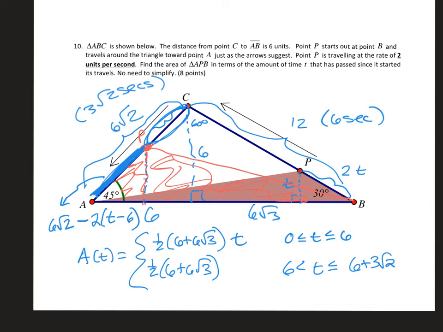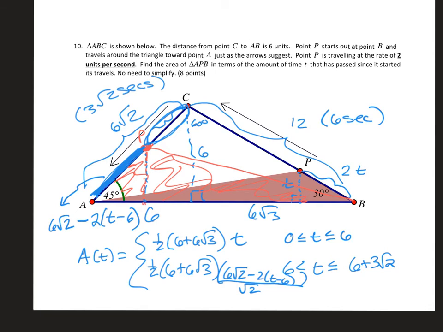So that would be my distance here. And then to get the height, because it's a 45, 45, 90, I'm just going to divide that by root 2. So that's one way to think about it. We've got 6 root 2 minus 2 times (t minus 6), and then we're dividing that by root 2 to get the height.